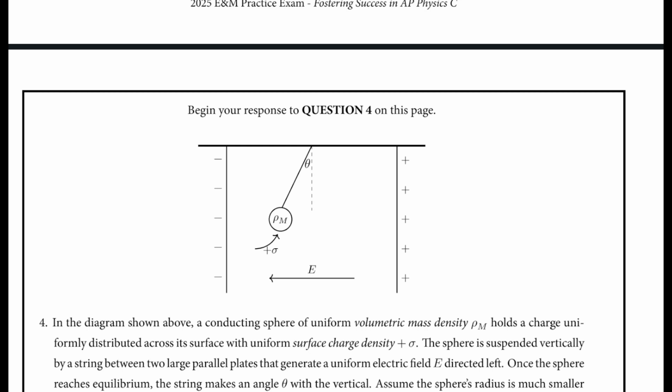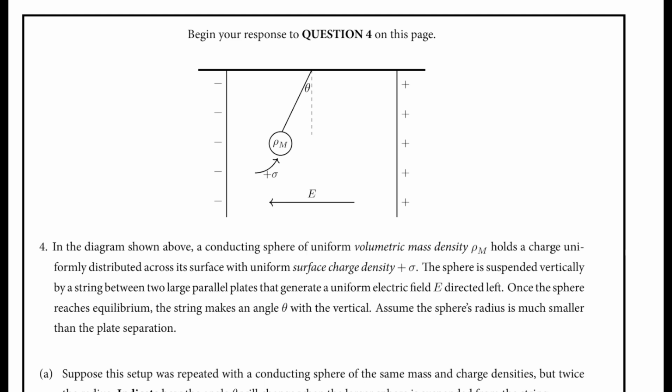So in the diagram shown above, a conducting sphere of uniform volume density, rho m, so a mass density with volume, holds a charge uniformly distributed across its surface with charge density sigma. So it has mass with a rho, because mass is distributed all throughout the solid sphere, but your charge density is not a rho, but it's actually a sigma, because it's conducting. So all charge goes to the surface for a conductor.